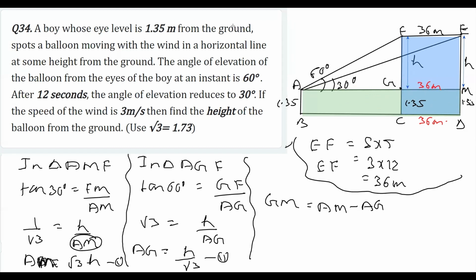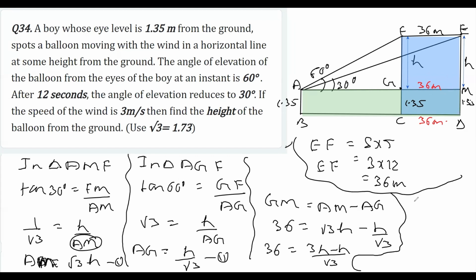So I can say that GM is equal to AM minus AG. GM, as we can see, is 36. So I can replace this with 36. AM, from here, is root 3 times H minus H over root 3. Now for further simplification, if I take the LCM, root 3 multiplied by root 3 is 3. So it's going to be 3H minus H over root 3.